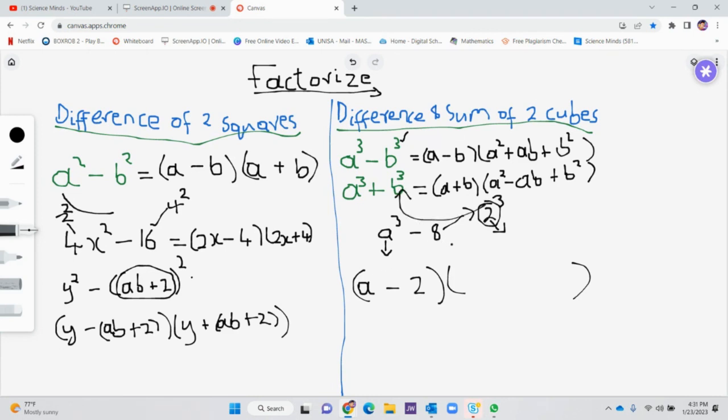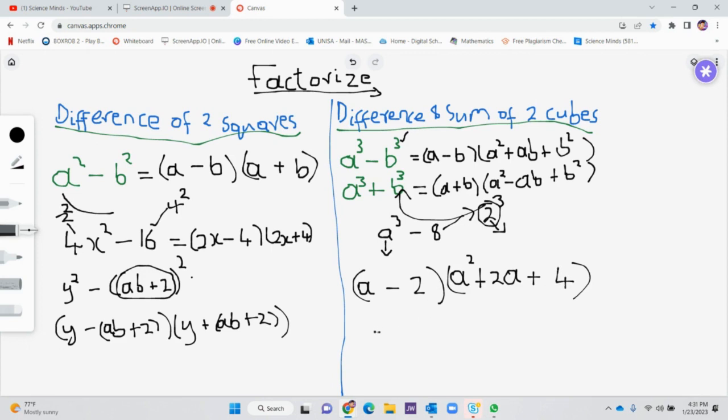Right. And then there it's a squared. So a squared will be a squared. Then we're going to have a plus a times b. That will be a times 2. That will be 2a plus b squared, which is 2 squared. So 2 squared will be 4.